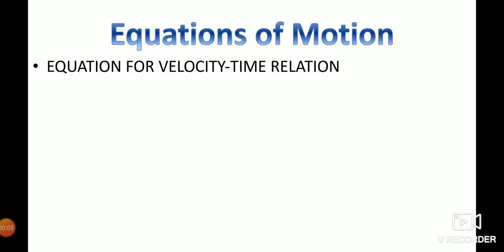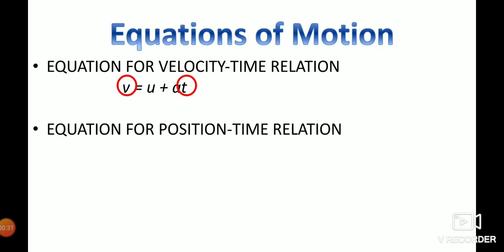First equation is known as equation for the velocity time relation, which is v is equal to u plus at, where v is the final velocity, u is the initial velocity, a is the acceleration, and t is the time during motion. Here, this is called velocity time relation because it has velocity and time in it.